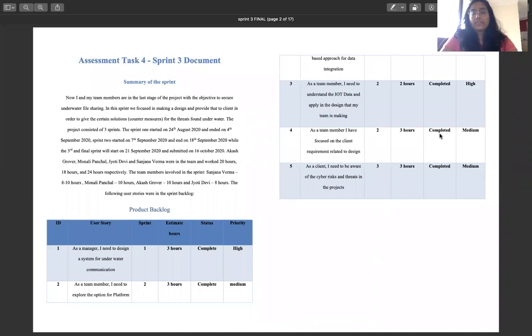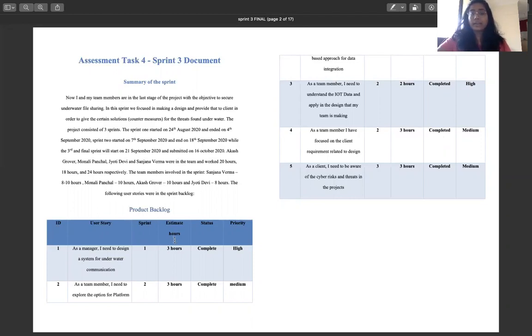So I'll give you a bit of an introduction about our project. It was basically for underwater file sharing and to create a secure system so that there is no data loss or any threats, which can be prevented. Here is the product backlog.